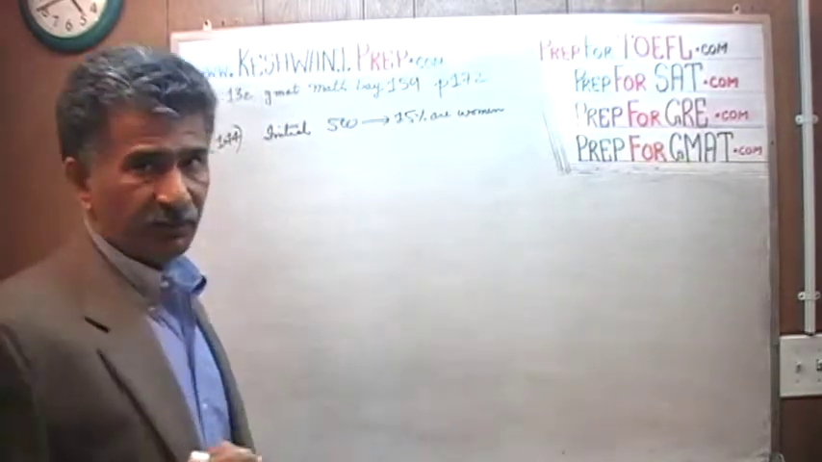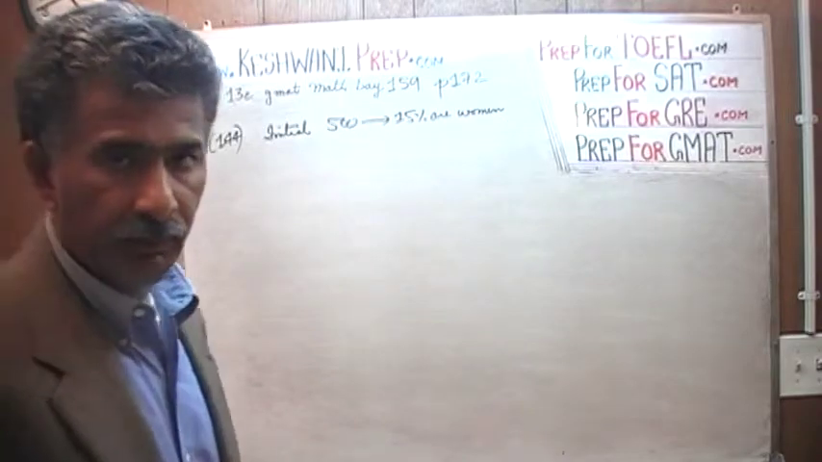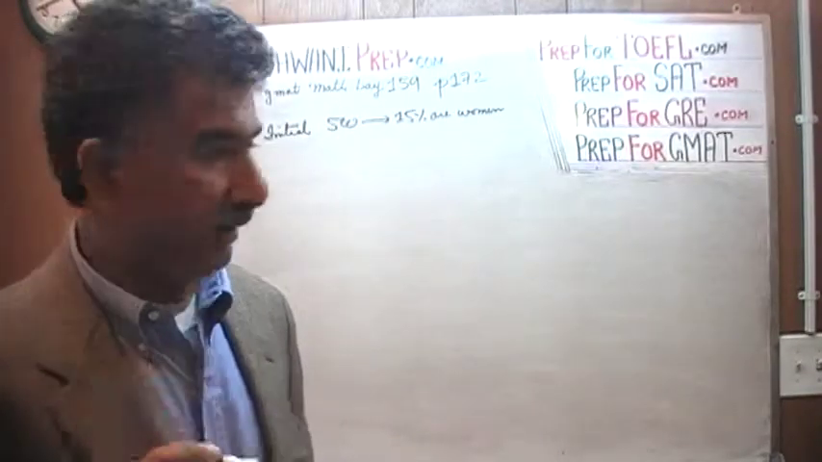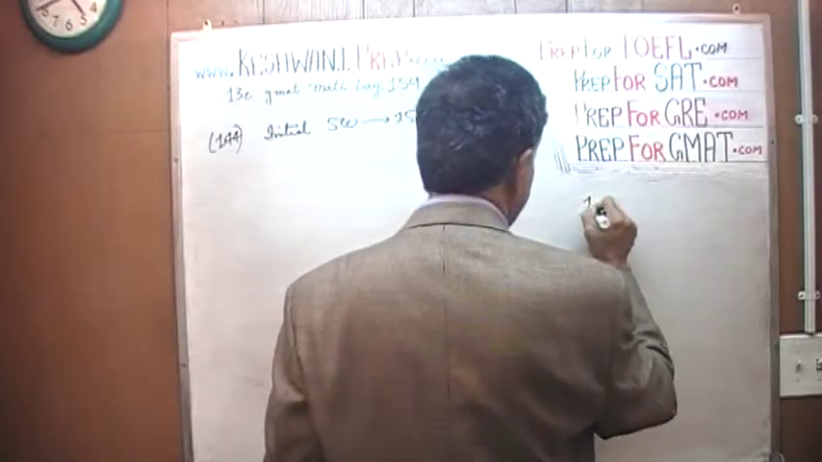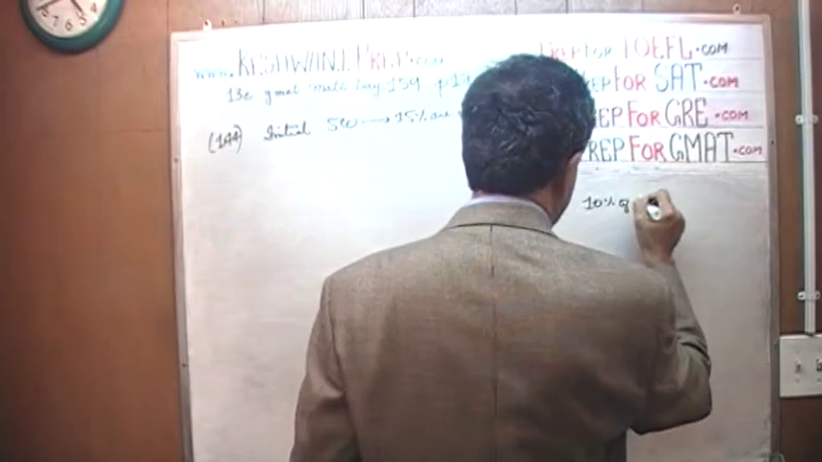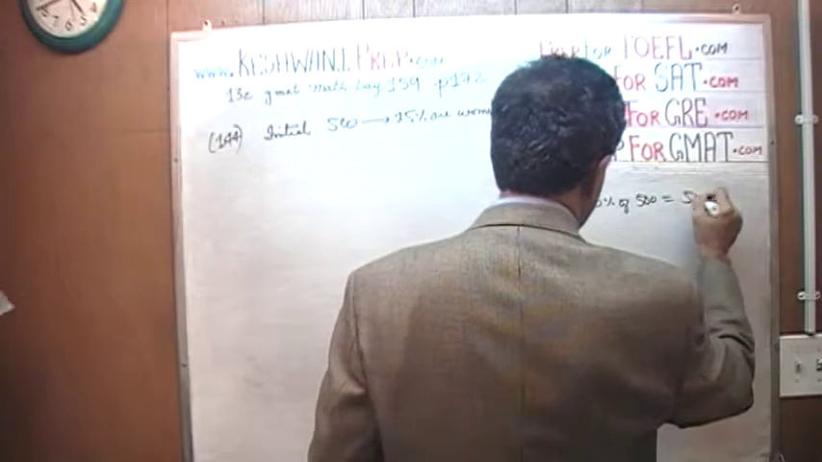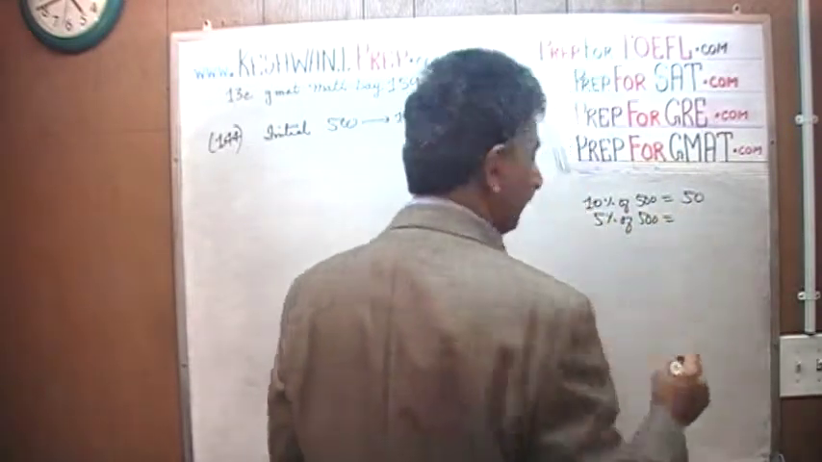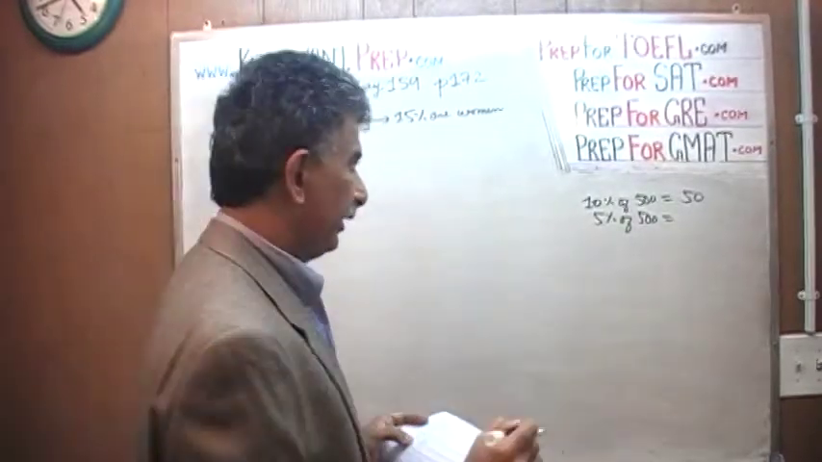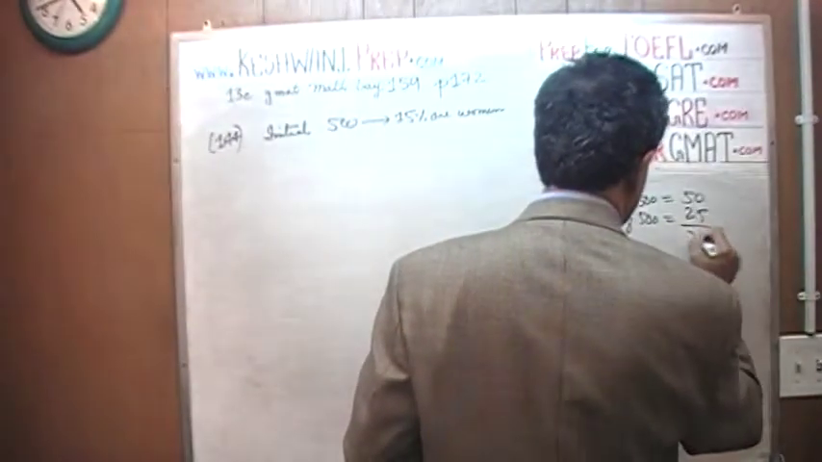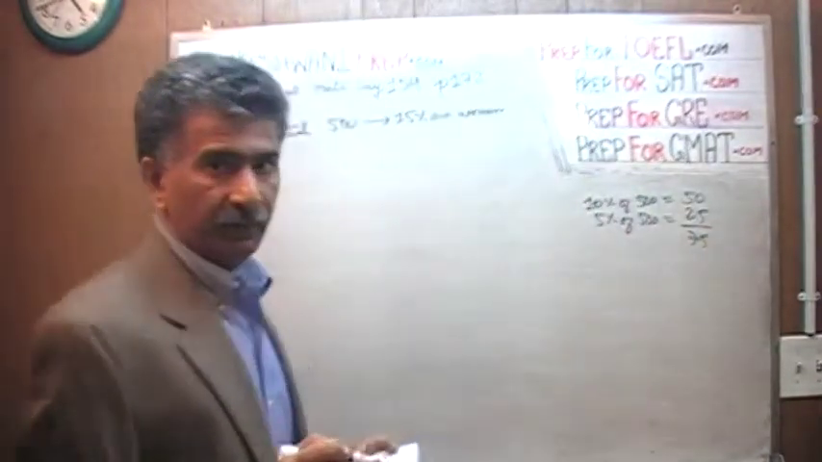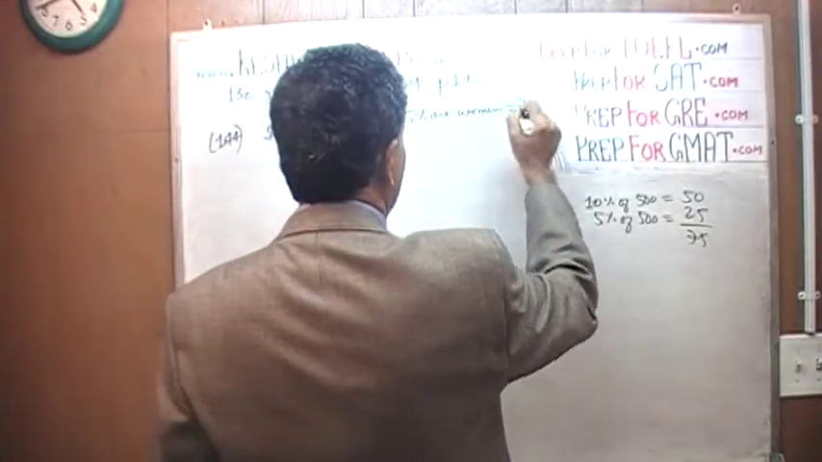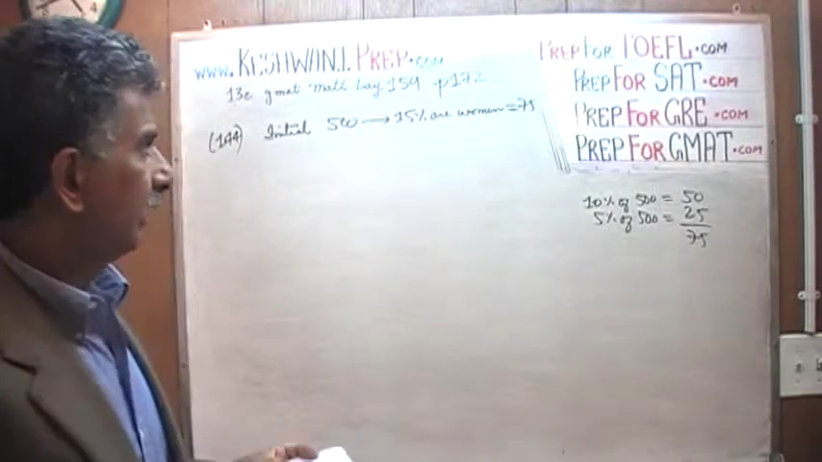What is 15% of 500? I know 10% of 500 is 50. If 10% of 500 is 50, therefore 5% of 500 must be half of it, which is 25. So 15% of 500 is 75. Let's make a note here. So initially they had 75 women to begin with.